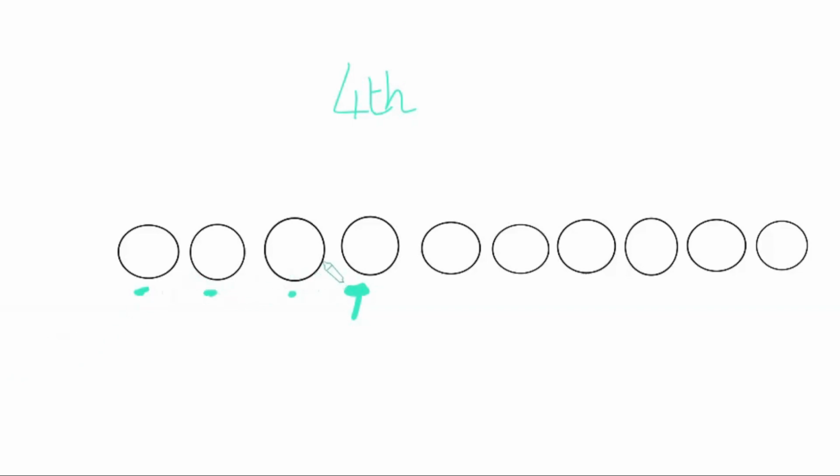So shall we colour it in? Here we go. I'm going to do a big blob. You ready? Here we go. There we go. Because that circle is in the 4th position. Fantastic. Very well done. Let's do another one.